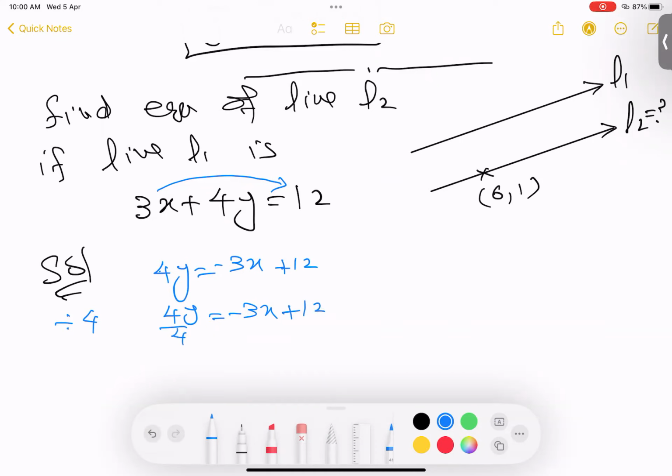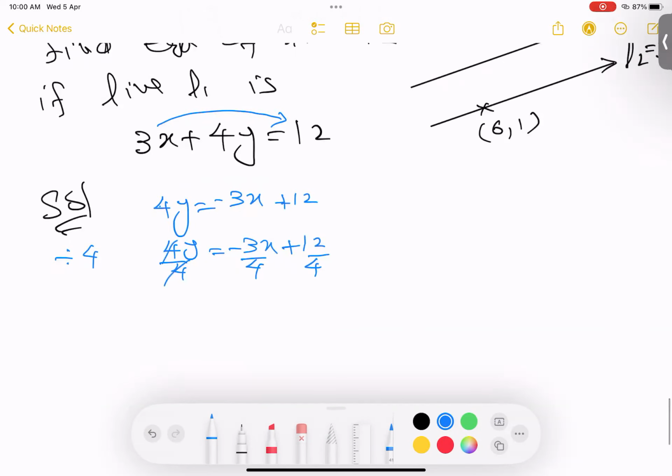Divide by 4 here, divide by 4 here, divide by 4 here. So the 4s cancel out. I got y equals minus 3 upon 4 times x plus 3. So what is called the gradient here? This number is called the gradient.